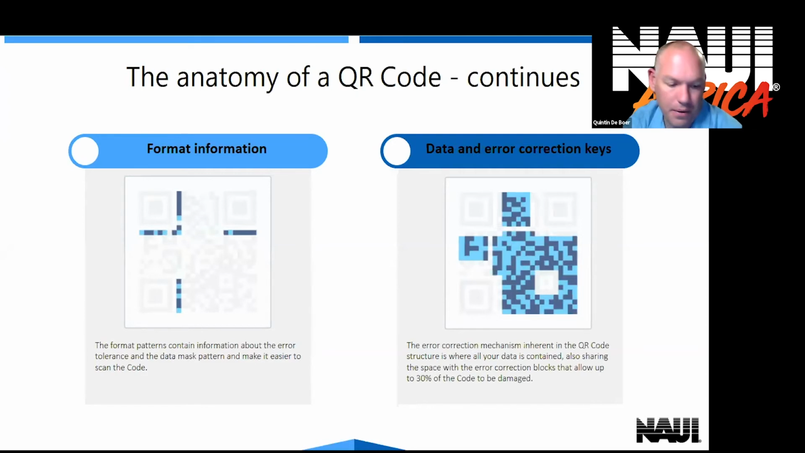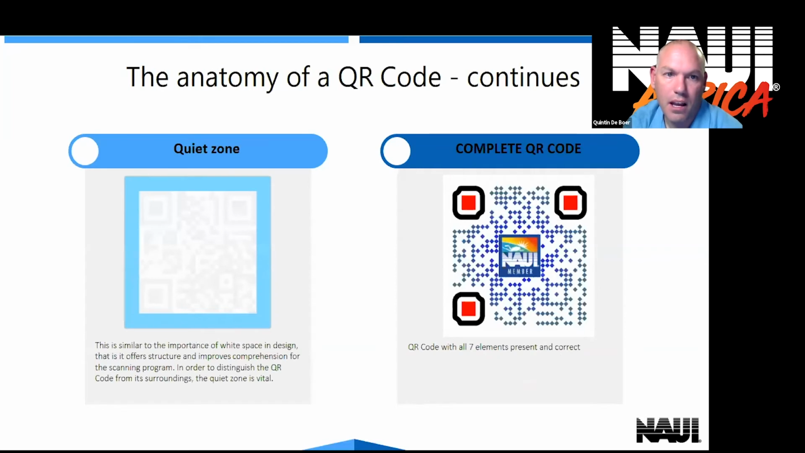Then the data and error correction. So that mechanism there where it's highlighted, that's where the actual data is stored. There's a lot of duplication of the data as well. That allows for up to 30% of the actual code to be damaged and it can still be read. Lastly is what we call the quiet zone.